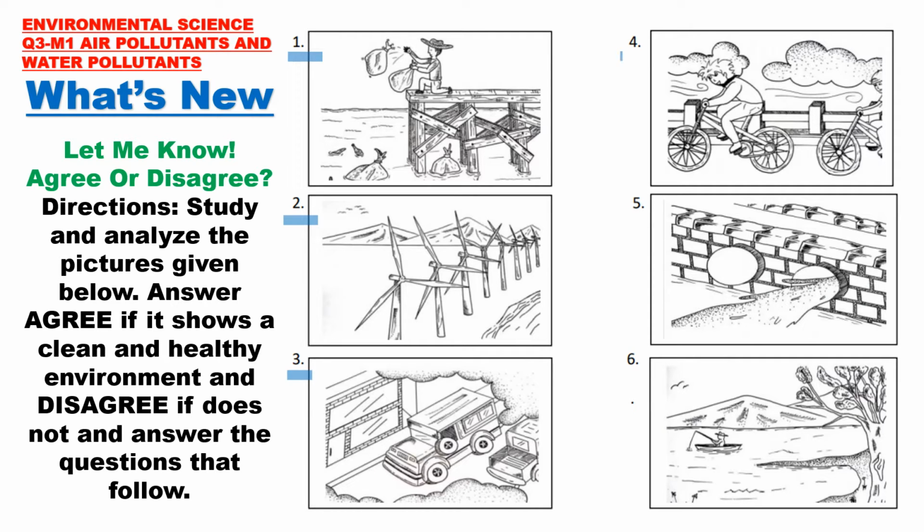Number 4, we have 2 boys riding on a bike. Number 5, we have wastewater being thrown into a river. And number 6, we have a lake, and then there's a man fishing in the middle of the lake. So write your answer.